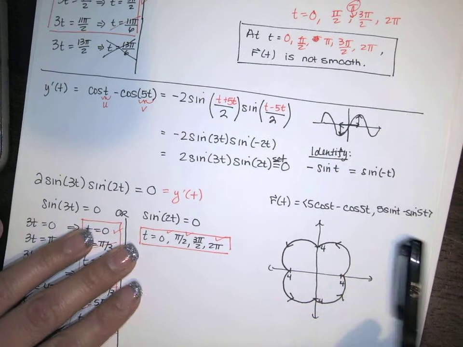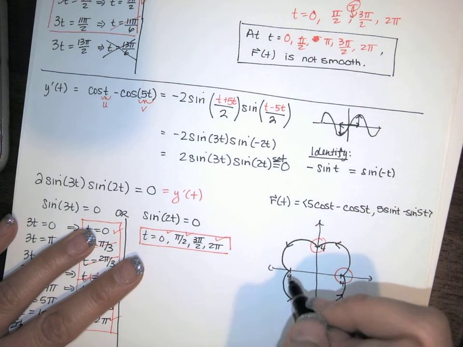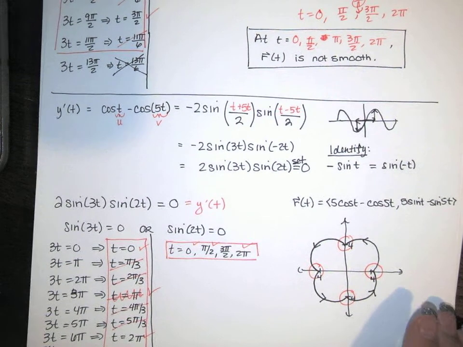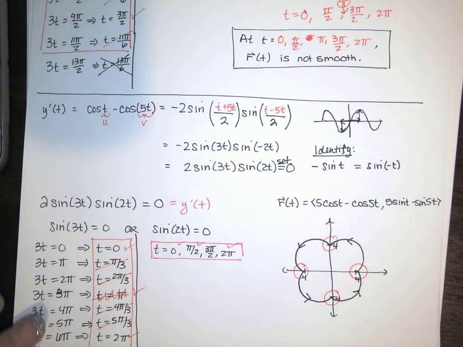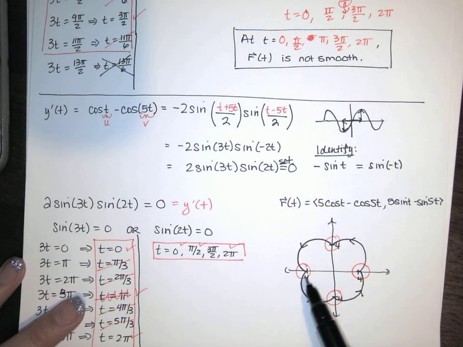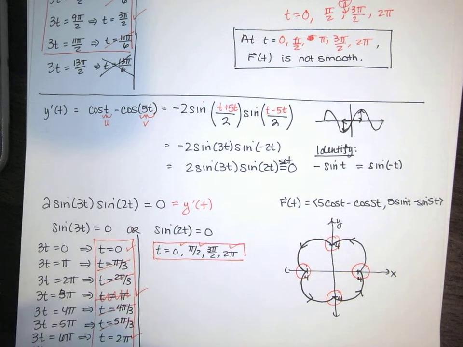See where all those sharp corners are? At 0, at pi over 2, at pi, 3 pi over 2, and 2 pi is the same as 0 when we look at those angles. So that is what r of t looks like, and you see it's nice and smooth everywhere else. But we've got these little corners, and that's a little bit of a problem.